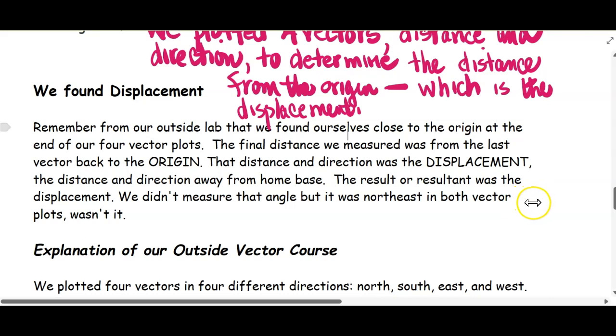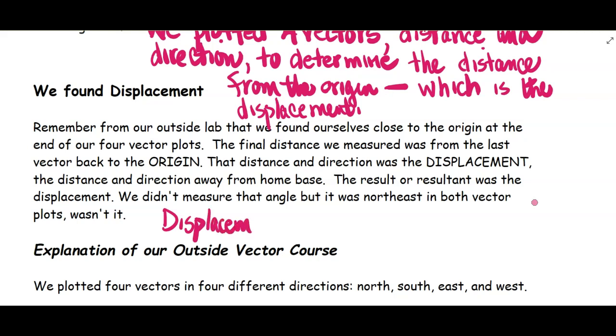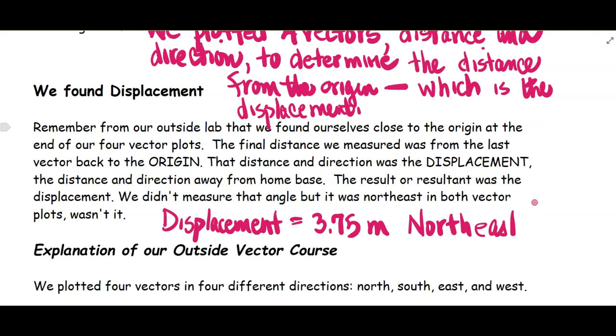But so we could say whatever the distance, we would say displacement equals 3.75 meters northeast. And that's with the arrow pointing towards the origin. All right. So from where you were standing with your flag, all right, towards the origin was a northeast direction.